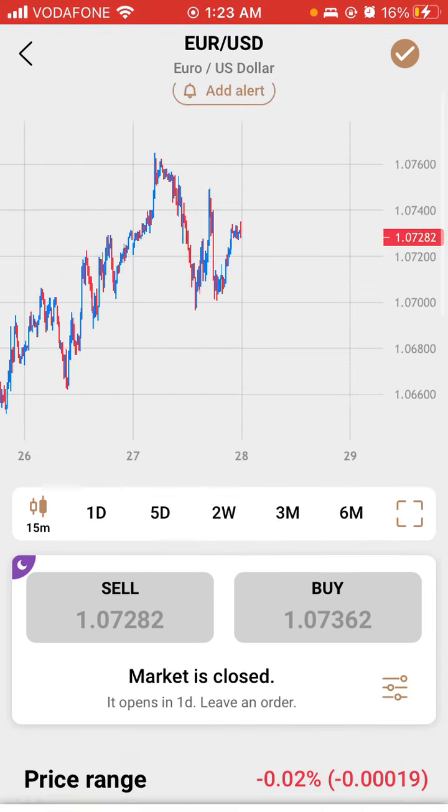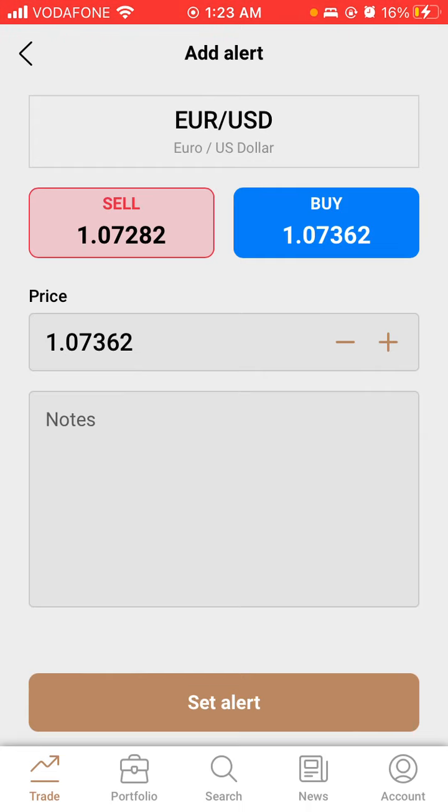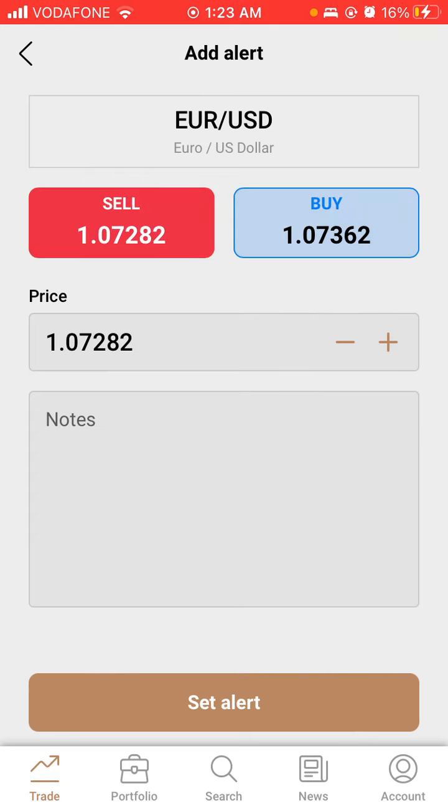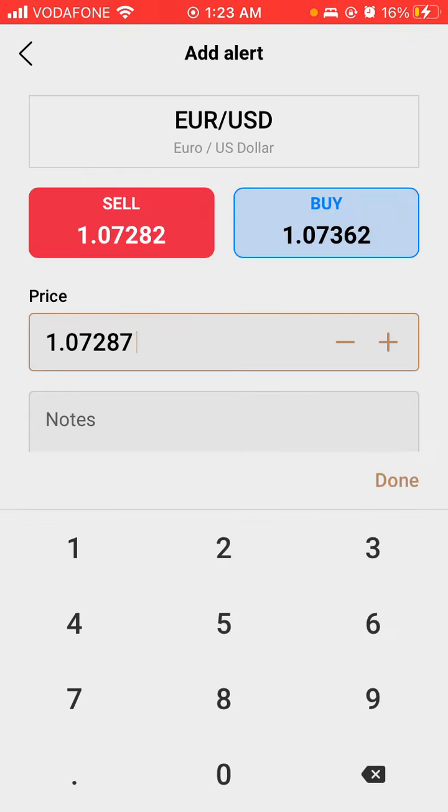Up here we have the Euro USD, and we have the add alerts. If you want to add alerts, maybe buy or sell alert, you just click on add alert, then you click on which way you want to add alert, whether it's buy or sell. So for example, maybe you want to sell and keep an alert on when the price is at this particular point. So you just click on sell and input the price.